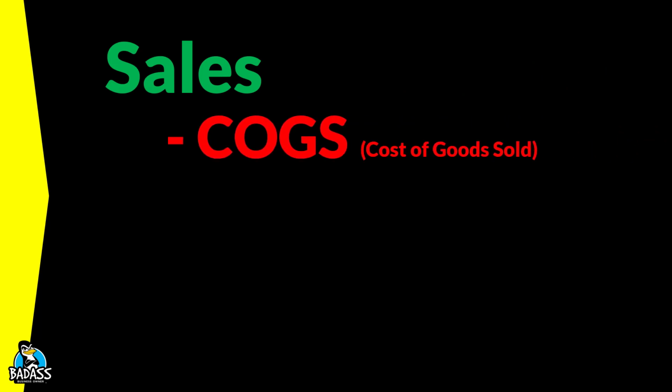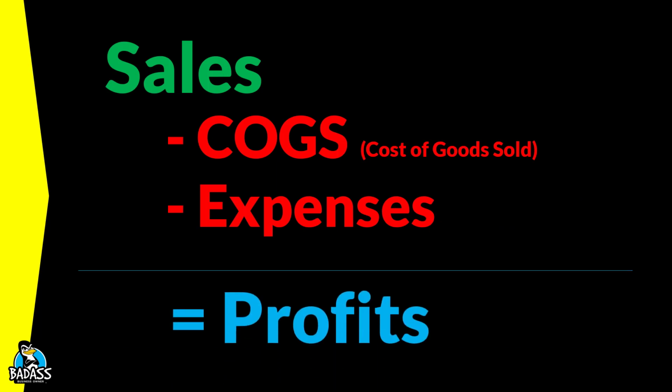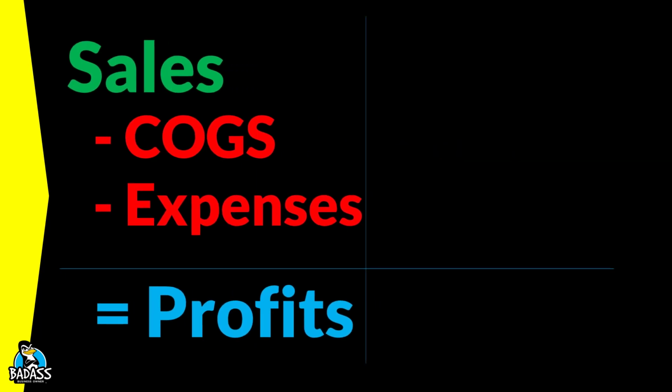All right. We all start with sales, right? Here's our calculation. Sales minus cost of goods minus expenses equals your profits. That's it. Sales minus cost of goods minus expenses equals your profits. If you know this calculation, you can figure out so many things in your business. Let's take a couple examples here.